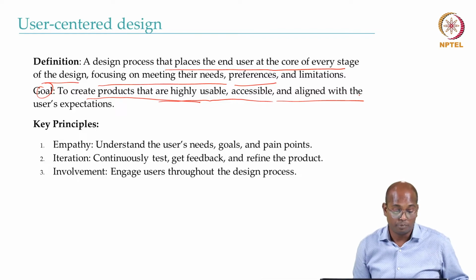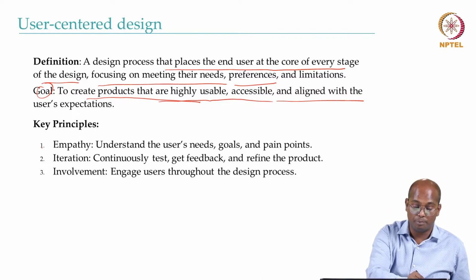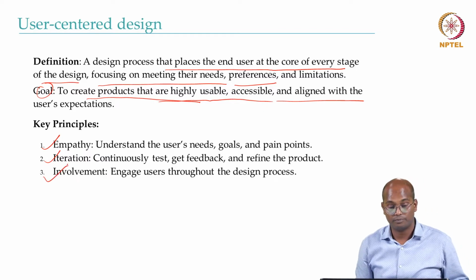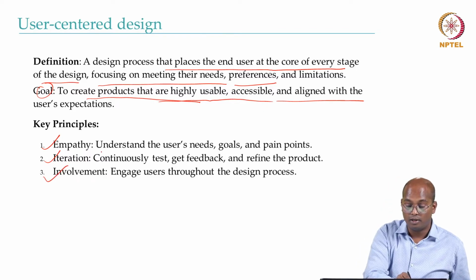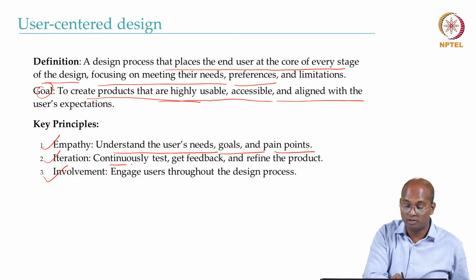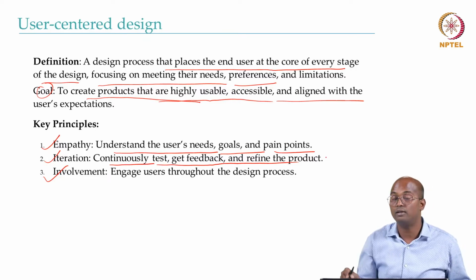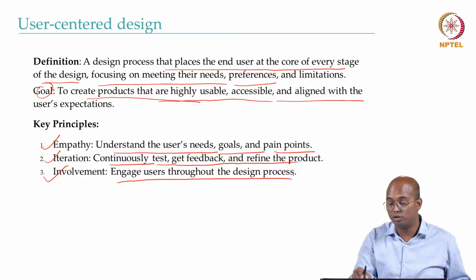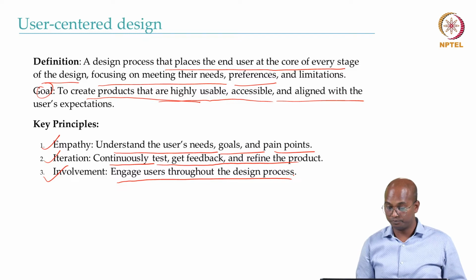And the key principles which are involved: empathy, iteration, involvement. In empathy, as discussed earlier as well, understand the user's needs, goals, and pain points. In iteration, it is a continuous process. It continuously tests, gets feedback, and refines the product. And in involvement, engage users throughout the design process.